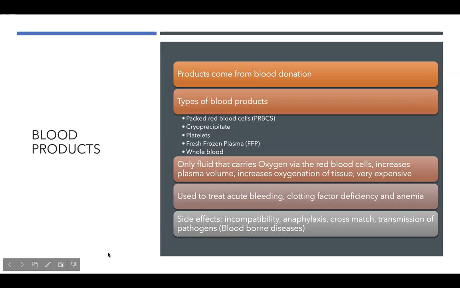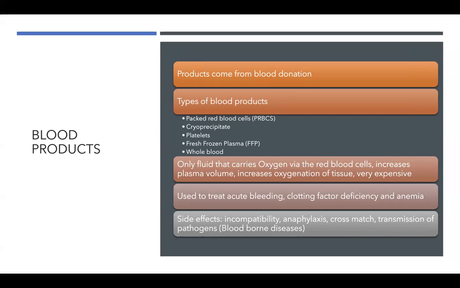So our next group is blood products. So these come from blood donations. And the different blood products you can have are your packed red blood cells. You'll see this used most commonly. You also have your cryoprecipitate, and that is going to be like clotting factors. You'll have platelets, fresh frozen plasma, and then whole blood.